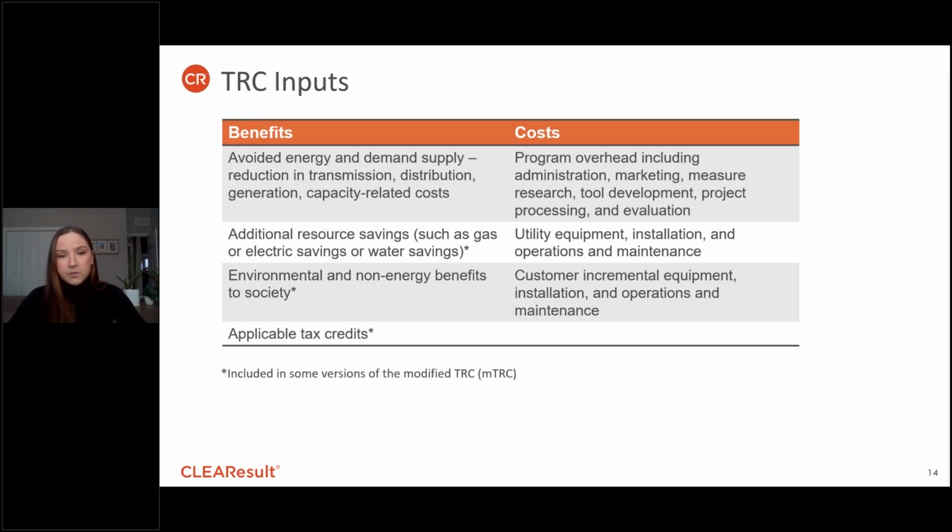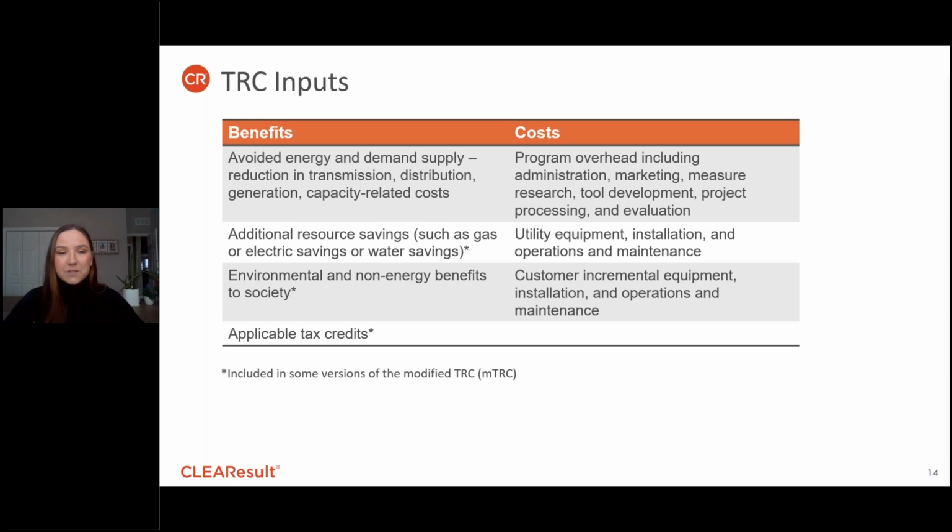Also, some environmental or non-energy benefits to society. So maybe you're quantifying a value of greenhouse gas emission reduction. Maybe you're valuing public health. And what we see with the modified TRC across the United States is it doesn't necessarily need to have a hard value on it. A lot of different jurisdictions are adding a kicker or an adder of maybe 5% or 10% just to acknowledge those benefits, but not going through the whole complex process of actually putting a monetary value on those things.